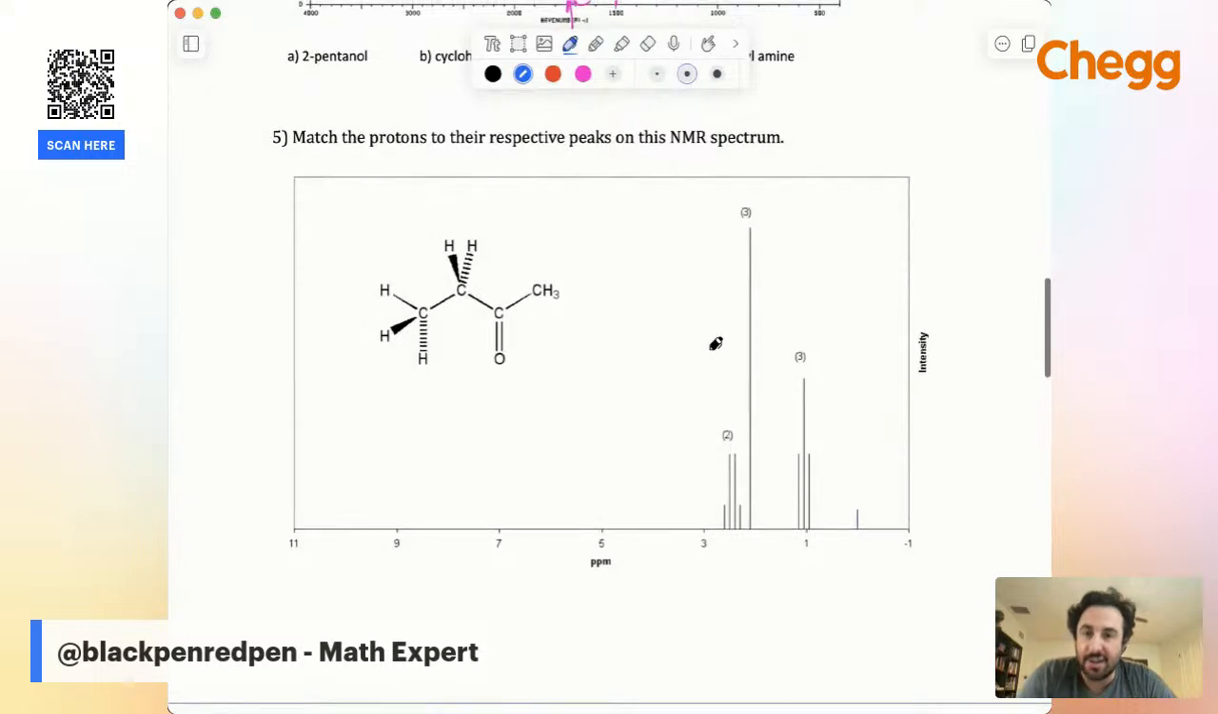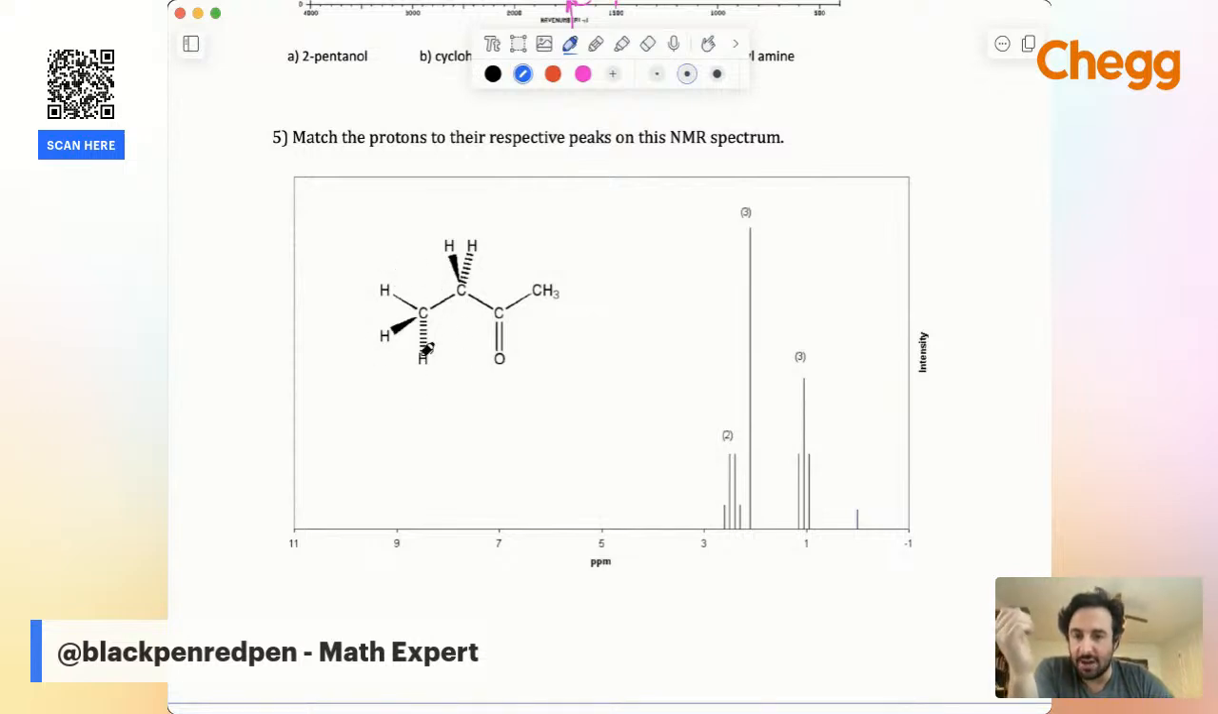All right, match the protons to their respective peaks on the NMR spectrum. So let's do one more NMR. Actually, I think I have another one too after this. But once again, we're talking about chemical shift, integration, and splitting patterns. That's all we need to worry about right now. So the best thing to do is to predict what kind of peaks you would find based on the protons that are in the molecule.